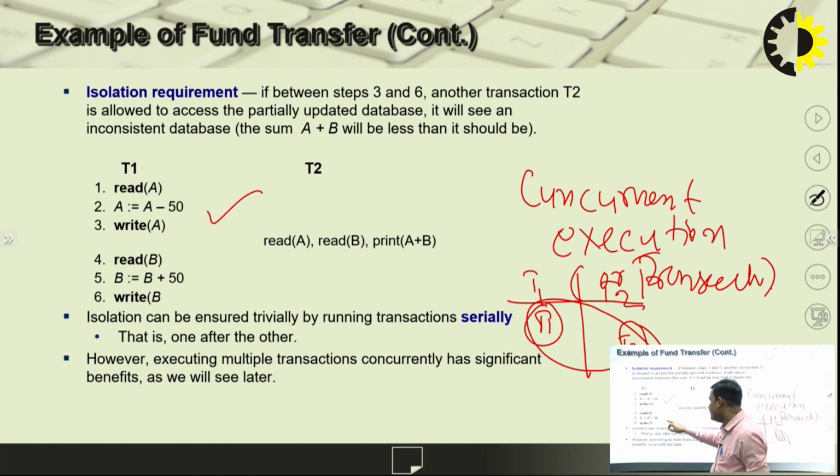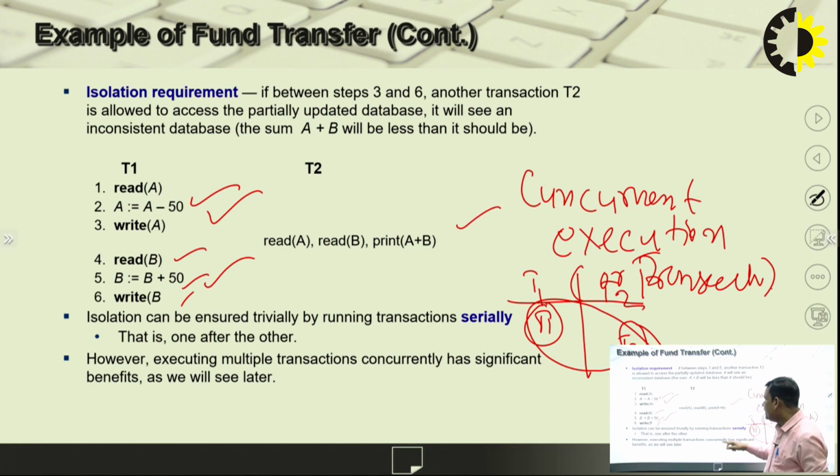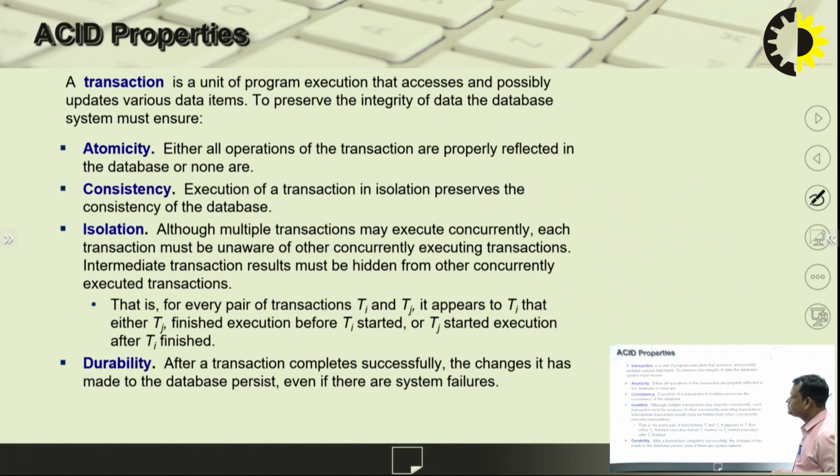For example, the example is the same. Account A transfers 50 rupees to account B, with the instructions: read A, A equals A minus 50, write A, read B, B equals B plus 50, and write B. And the T2 transaction: read A, read B, and print A plus B. Both T1 and T2 are in concurrent execution. This is known as isolation of the transaction.